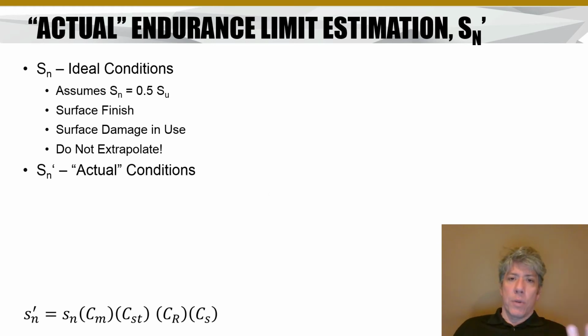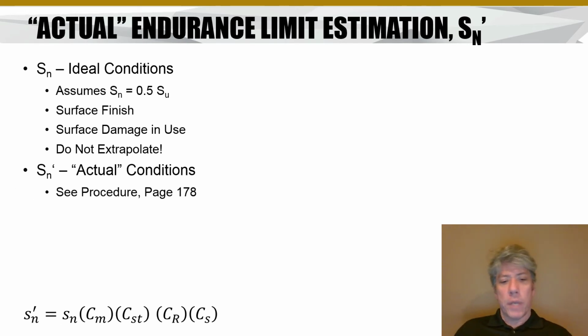Now, what about actual conditions? What about real-world behavior of material? How could we get to that level where we can predict what real materials and real parts are going to do? We'll call this Sn prime the actual endurance limit, although it's not really the actual, it's just a better estimate, I would say. The way we'll calculate is we'll take the endurance limit that includes the surface finish of the part and add some correction factors to it, these C factors. You want to note the procedure on page 178.